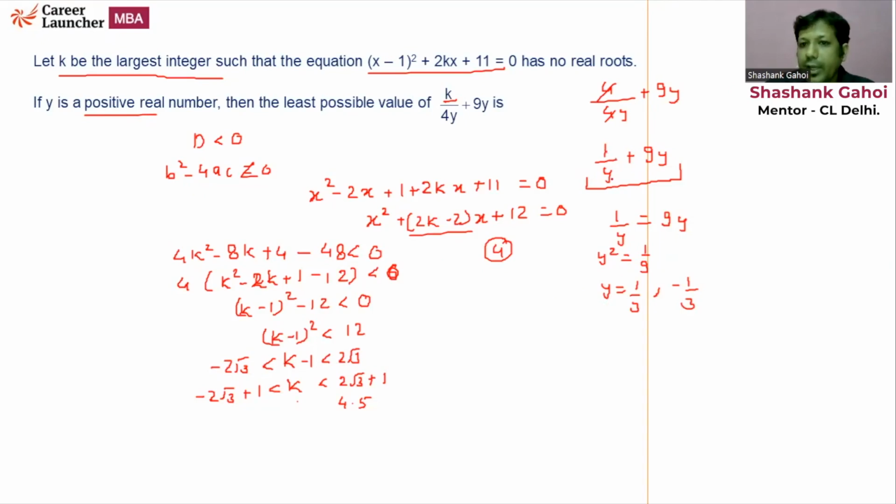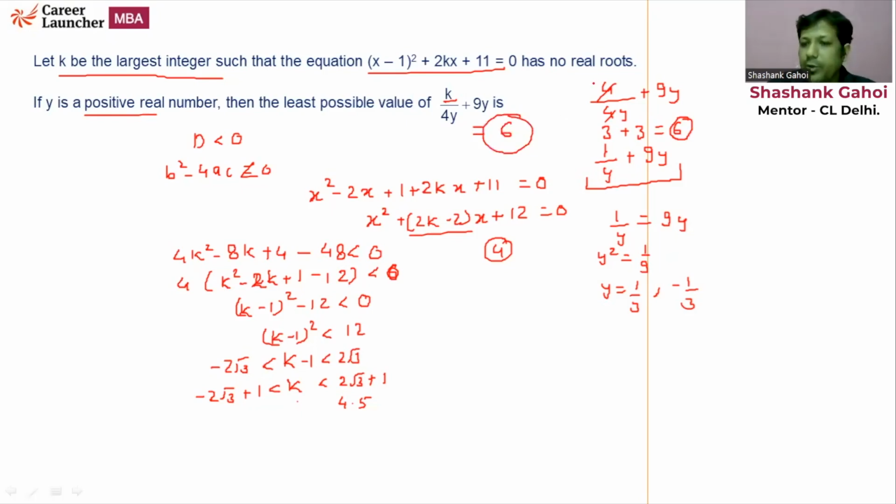So 1 upon 1 by 3, this value becomes 3. This value also becomes 3. So the minimum value of this expression becomes 6. So answer of this question is 6.